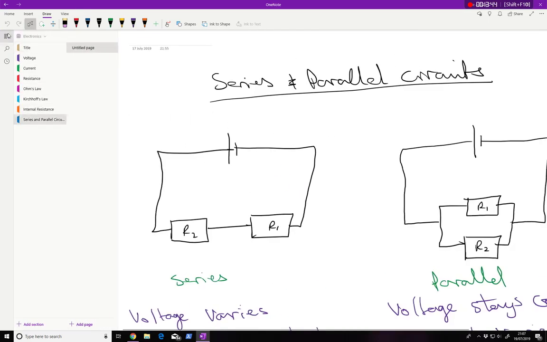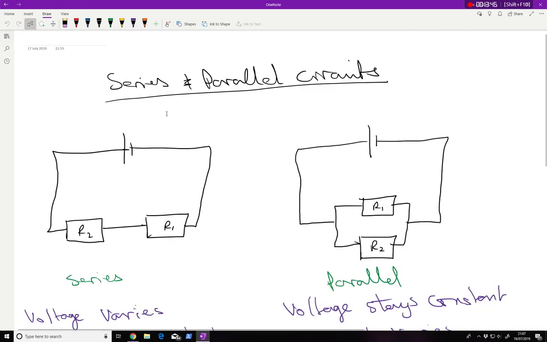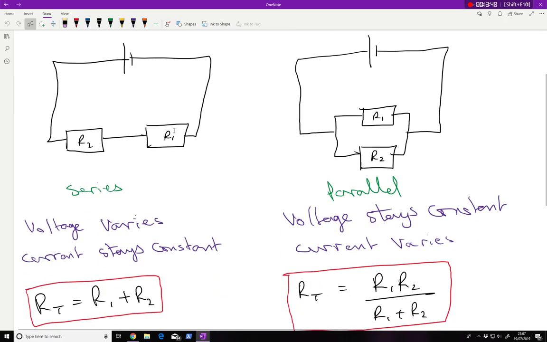Last but not least, series and parallel circuits. In series, you basically have things in a line, okay? Just one after the other. And in a series circuit, voltage is dropped across each resistor, so you lose voltage as you go through the circuit. However, the current stays constant. The same current at this point is the same current at that point, is the same current at that point.